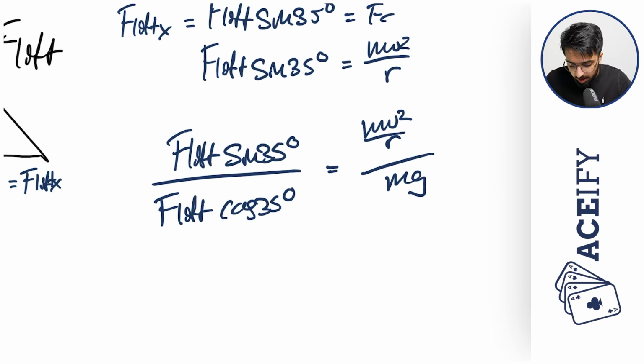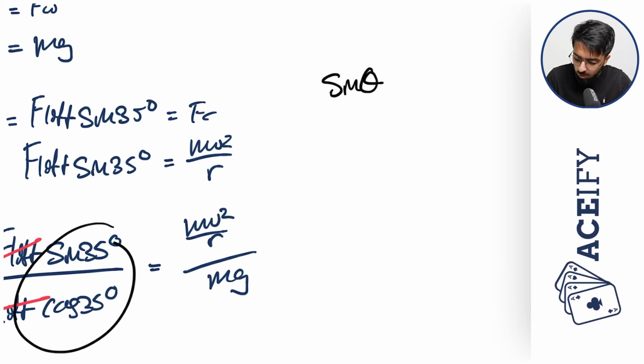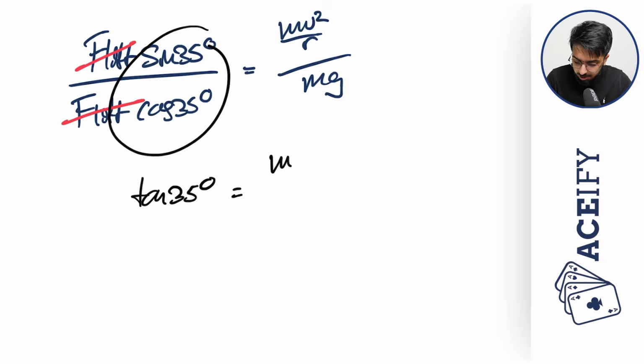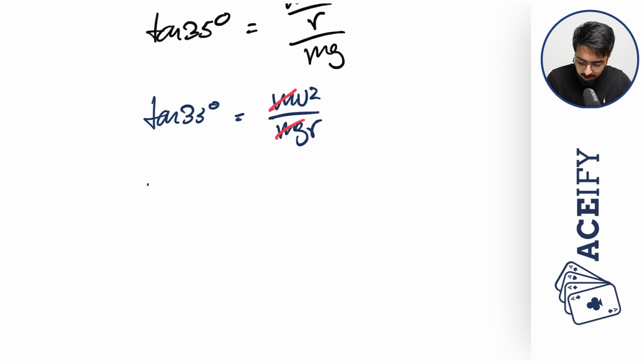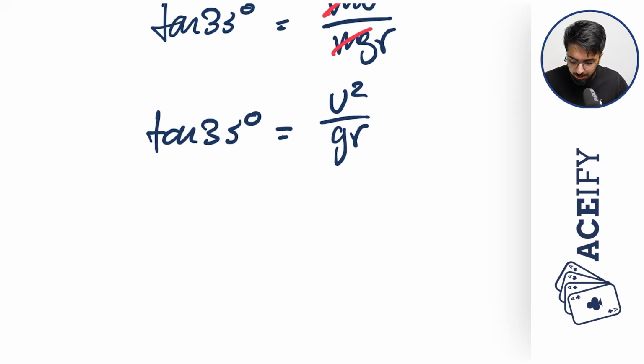Now as you can see here, our F_lift cancels out, and we are left with sin 35 over cos 35, and we should know from our math courses that sin theta over cos theta is equal to tan theta. So this becomes tan 35 degrees is equal to mv squared over r, all over mg. We can simplify this to tan 35 degrees is equal to mv squared all over mgr. These masses cancel out, and we get tan 35 degrees is equal to v squared all over gr.